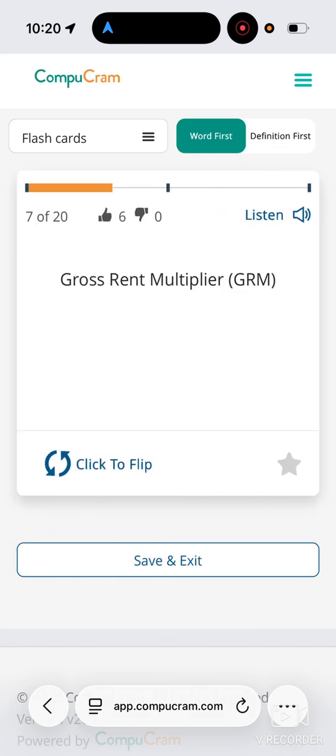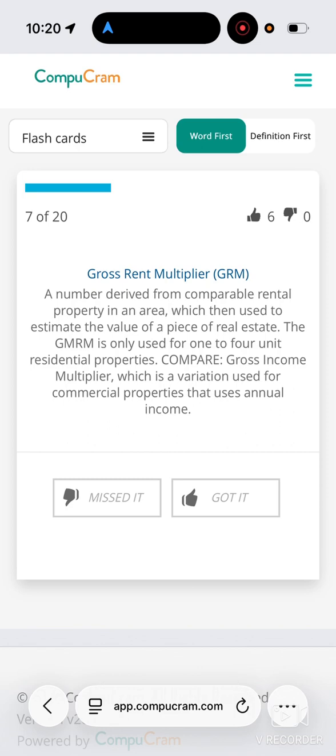Gross rent multiplier, GRM: a number derived from comparable rental property in the area, which is then used to estimate the value of a piece of real estate. The GRM is only used for 1 to 4 unit residential properties. Compare gross income multiplier, which is a variation used for commercial properties that uses annual income.